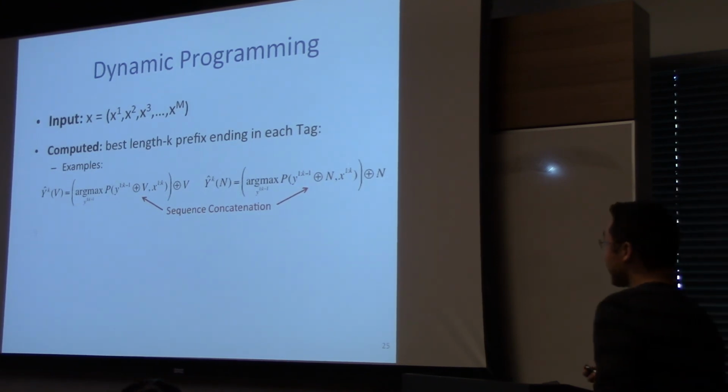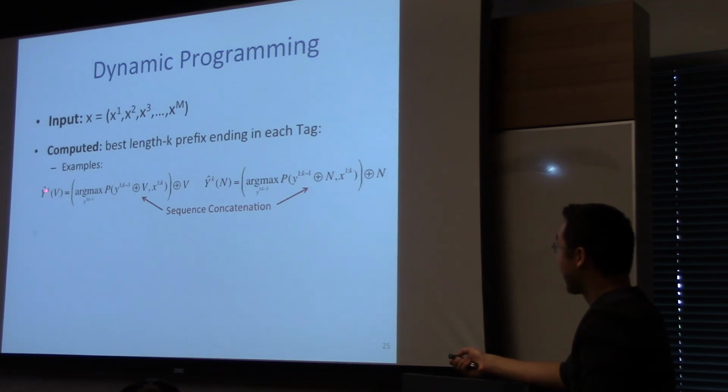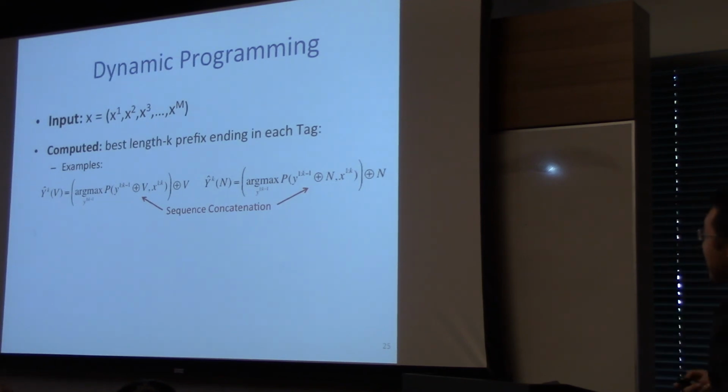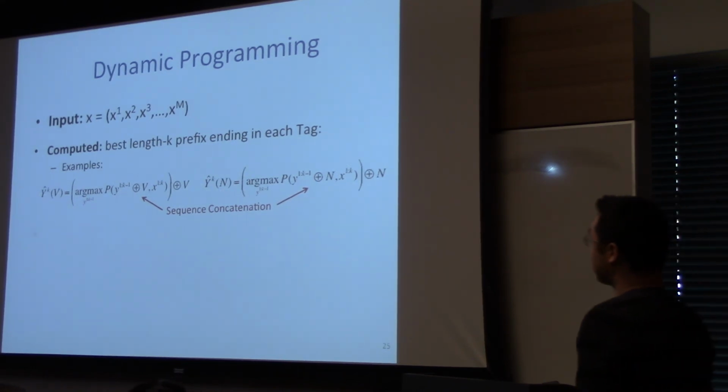So what does that mean? That means y of k of v is the best sequence of length k that ends with the part of speech tag v, which is verb. And y of k of noun is the best part of speech sequence of length k that ends in noun. Let's assume that we've already solved these, we already know these, for up to iteration k.